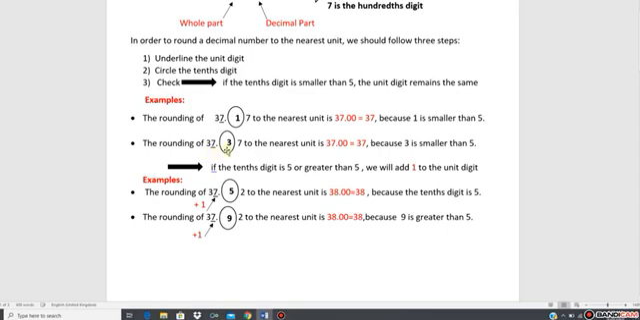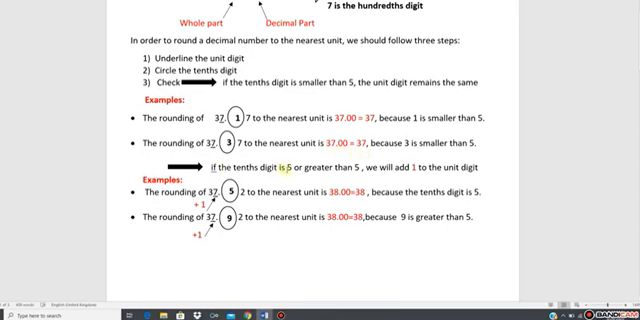The rounding of 37.37, here the same steps. We should underline the unit digit, circle the 10th digit. The 10th digit here is a 3, which is smaller than 5, so here 7 will remain 7. Okay, let's start rounding. 7 will become 0, 3 will become 0, 7, which is our aim, the unit, remains 7, and 3 remains 3. So the rounding of this number to the nearest unit is 37.00, which is equal to 37.